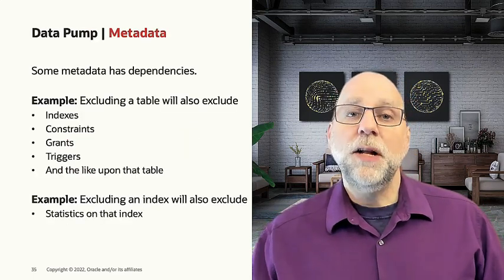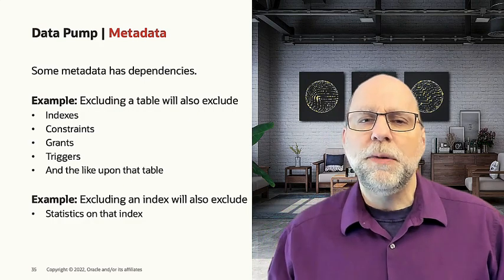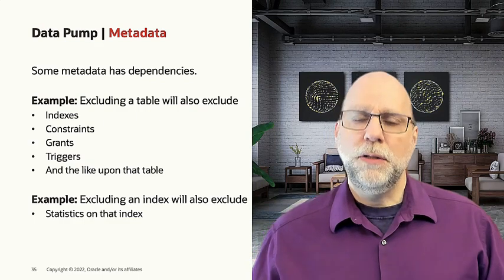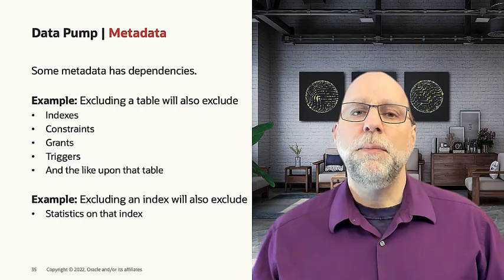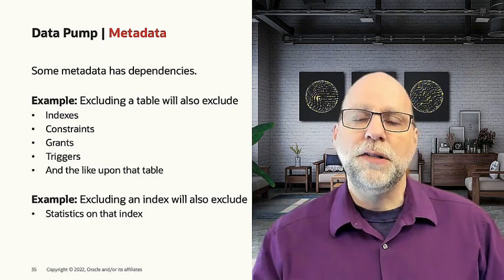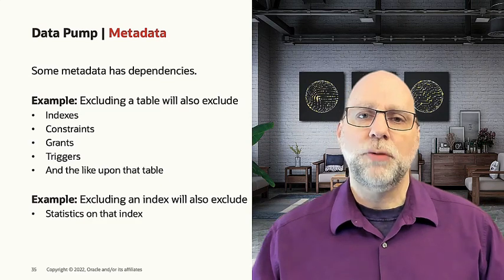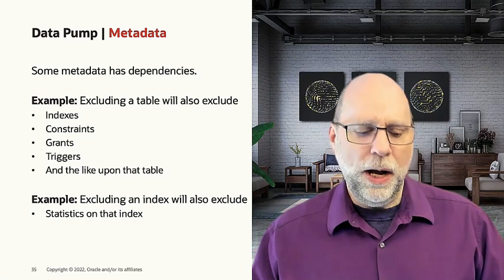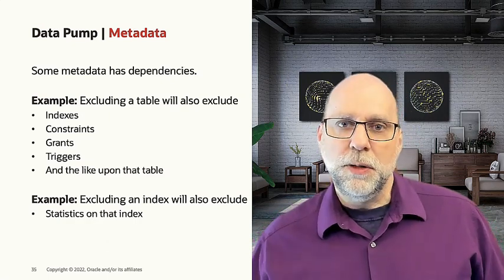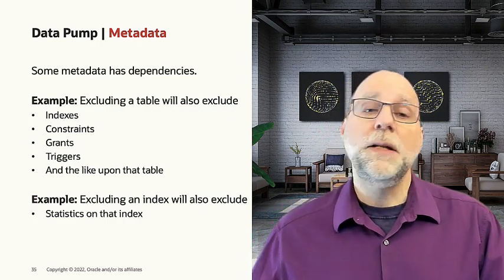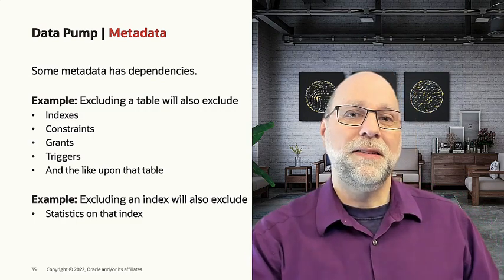Now, some metadata does have dependencies, and there might be relationships that aren't obvious to you. So I'll just touch on a little bit of that here. When we talk about dependencies, what we mean is that for something like a table, if you exclude the table, you will also exclude any objects that relate to that table, your indexes, triggers, constraints, grants on that table, and so on. And there are other ways that this comes into play as well. For example, if you exclude an index, you'll exclude the index statistics for that index, not necessarily the table statistics for the table itself, though.